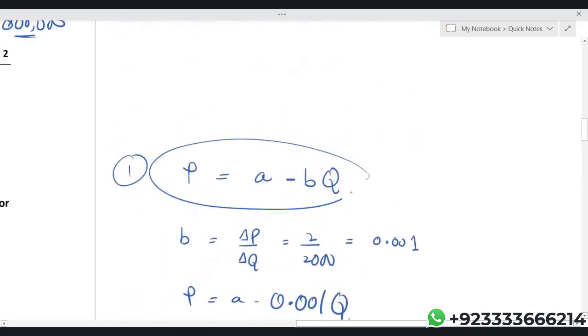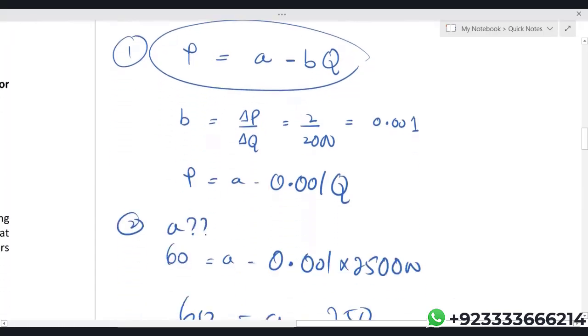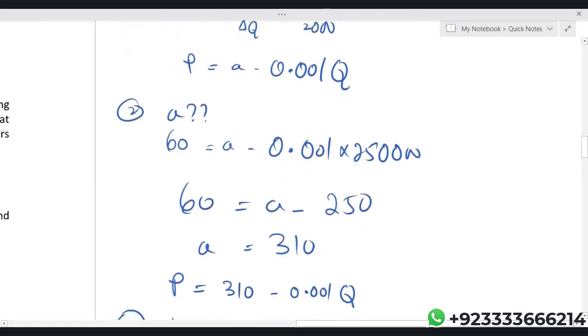Step 1, make the demand function P is equal to A minus BQ. B is equal to change in price upon change in quantity. Mathematically, the answer of B comes in negative, but we ignore the negative sign. So the demand function is P is equal to A minus 0.001Q. Then step 2, find A. A is the price where demand is 0. The examiner will give you any price and quantity relationship. For example, if the price is 60, the demand is going to be 250,000. A, we are getting 310. The interpretation of 310 is, if you set the selling price at 310, demand is going to be 0.